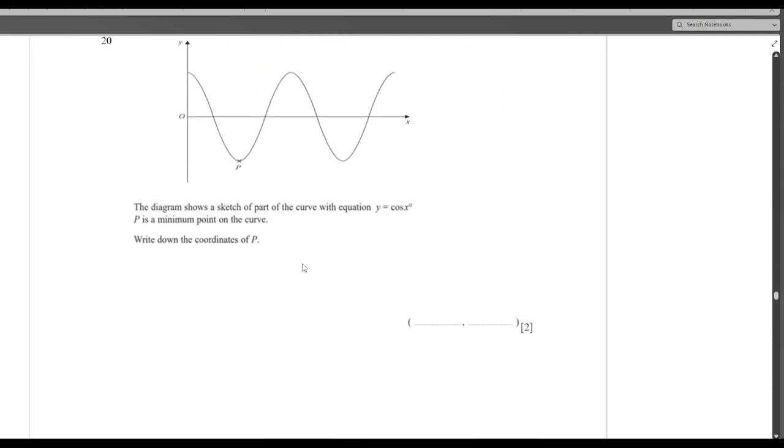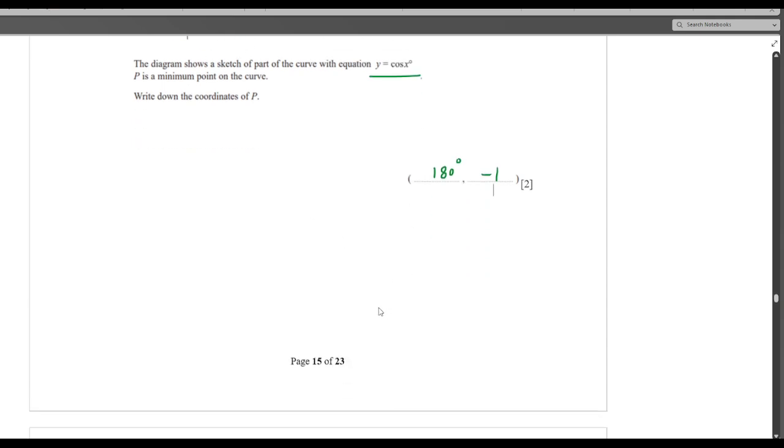Okay, question number 20. The diagram shows a sketch of part of the curve with equation y is equal to cos x degree. Now for cos x degree, you know that the lowest negative value is -1, and this happens when your angle is 180 degrees. So this is your 180. Okay, 180 degree. So here I have to write the coordinate of P. So coordinate of P is your 180 degree comma -1. Okay, so if you are not writing degree, then also this is not correct.